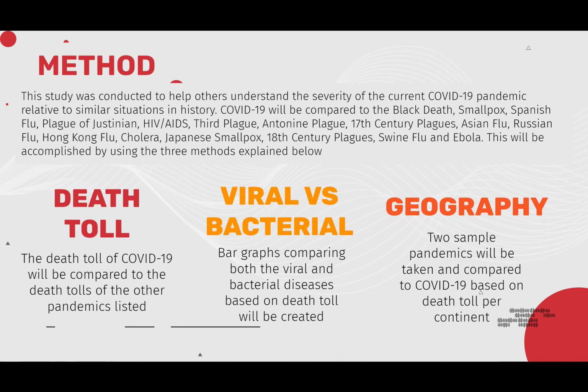This will be accomplished by using the 3 methods explained below. First, we have death toll. The death toll of COVID-19 will be compared to the death tolls of the other pandemics listed. Viral versus bacterial. Bar graphs comparing both the viral and bacterial diseases based on death toll will be created. And we have geography. 2 sample pandemics will be taken and compared to COVID-19 based on death toll per continent.